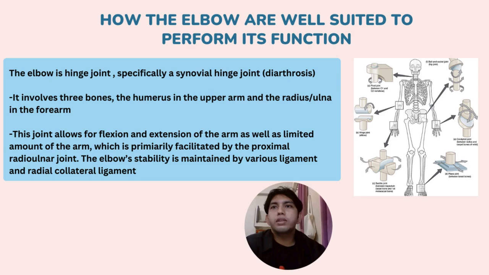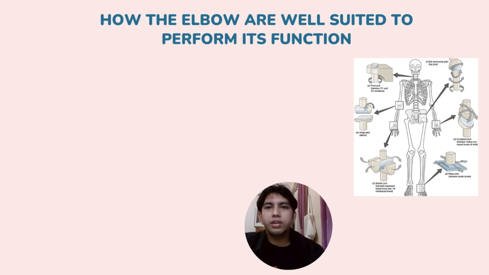So it involves three bones. How does the elbow function? It involves three bones: the humerus in the upper arm, and the radius and ulna in the forearm. This joint allows for flexion and extension of the arm, as well as a limited amount of rotation, which is primarily facilitated by the proximal radioulnar joint. The elbow's stability is maintained by various ligaments, including the radial collateral ligament.